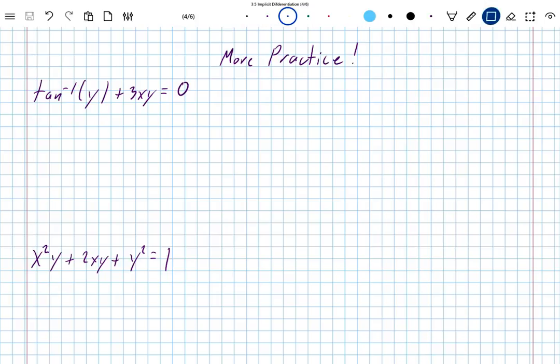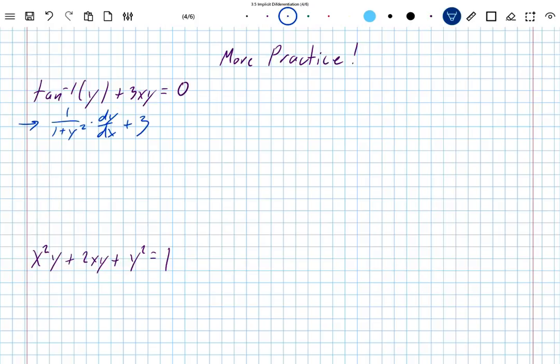So here I go. I now know the derivative of inverse tangent of y. So let's take this derivative: 1 over 1 plus y squared. But I need to do the chain rule, so dy/dx. That's the derivative of that inner function y. Cool. Moving on, next term.